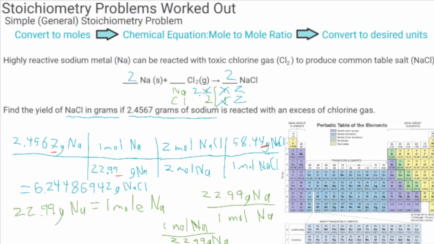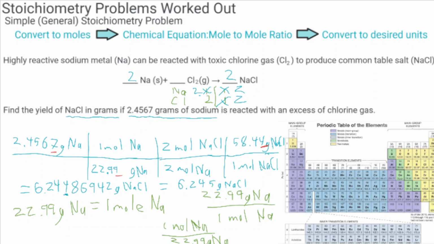So since we have 5, 4, and 4, the lowest one is 4. So we're going to be limited to 4 significant figures in this case. So we'll just count 1, 2, 3, 4. We're good down to the second 4. And so what this really is going to be is 6.245 grams of sodium chloride. And we're just rounding it up because this 8 is greater than 5.